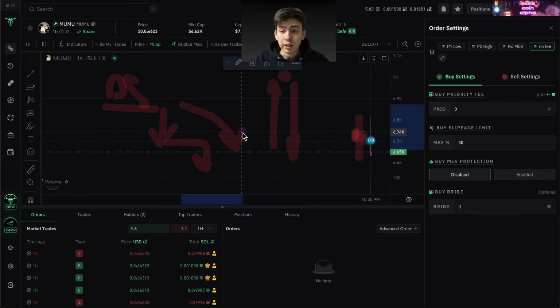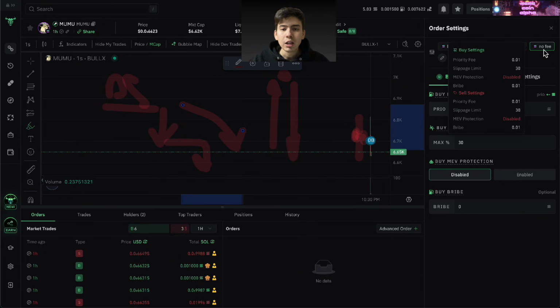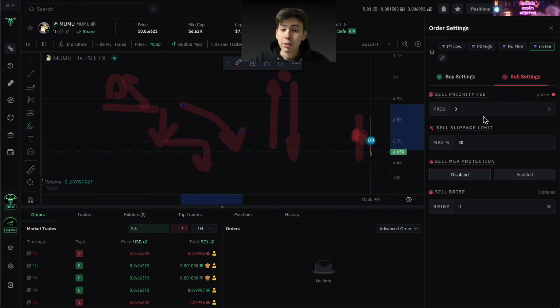So another preset I would definitely recommend having is the no fee preset. Basically, when the coin is dead, there are no buys, no sales coming in, there's absolutely no need to pay fees. So just keep in mind and always have this no fee preset so that you don't waste your money on unnecessary fees. So for my buy settings, I have my priority and bribe fee set to 0, the slippage limit is 30%, MEV is disabled, and for the sell settings it's pretty much the same thing.